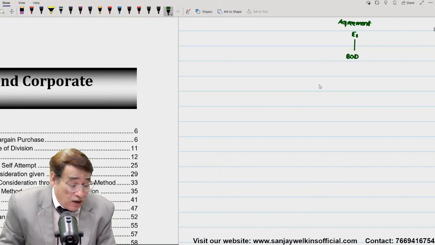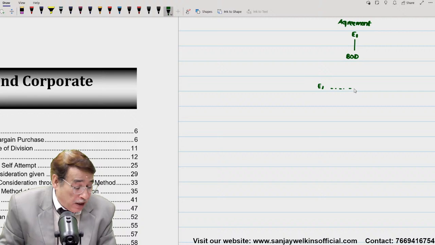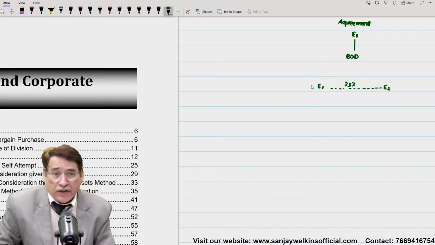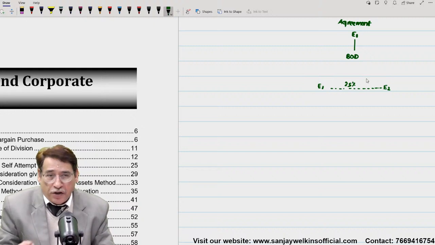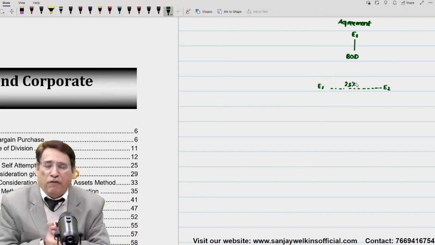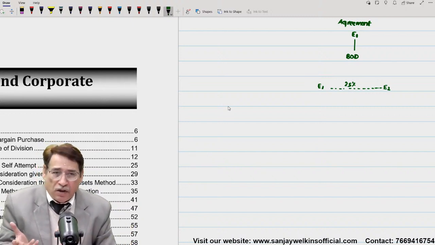See here, let us say there is another entity by the name of E1 and it has got 25% of stakes or voting rights in E2. That means E1 is having 25% of the share capital of E2. So we are having this much of stakes. Logically, this much of stake will not give us any control, isn't it or not?